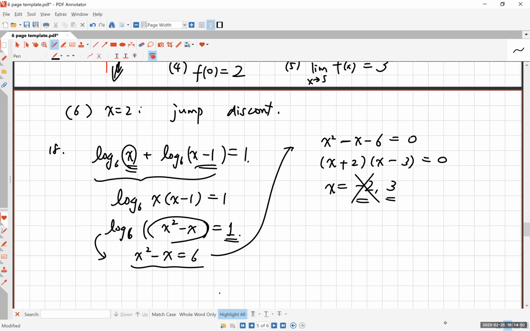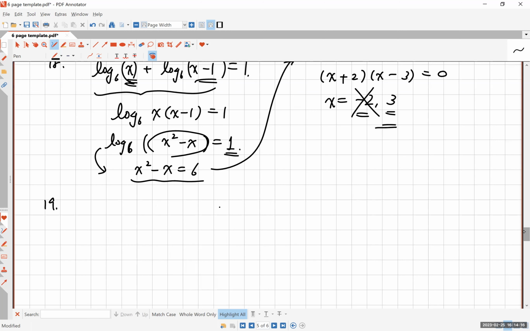3 would work because log of 3 plus log of 2 will be log of 3 times 2, which is log of 6, base 6, which is equal to 1. All right, so the answer is only 3. That's it, not -2 and 3. All right, let's go to number 19.